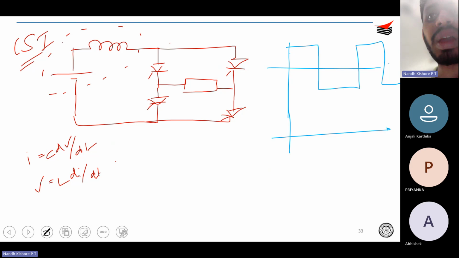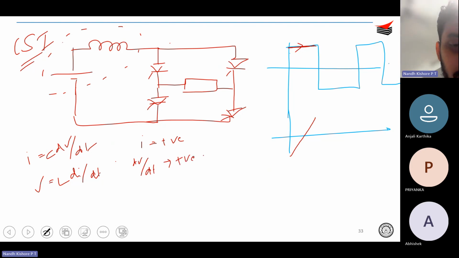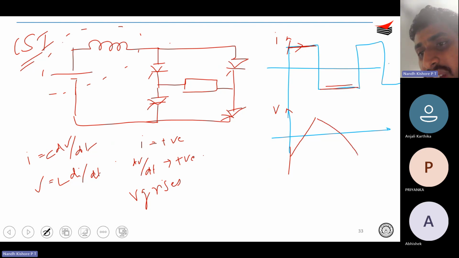So if it is a pure capacitive load, you can understand that if you have a constant current over here, right? If you have a constant current, then for a pure capacitive load, your voltage will increase, right? dV dt, your I is positive. If your I is positive, dV dt is positive, right? Therefore, voltage rises. That is why your voltage will increase when the I is positive. When the I goes negative, voltage will decrease.